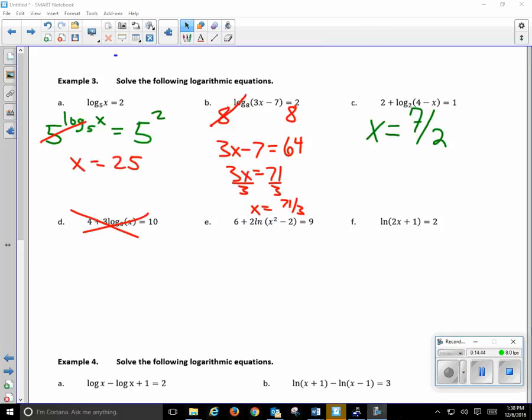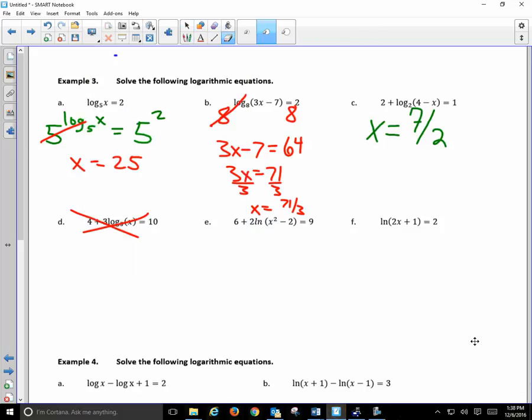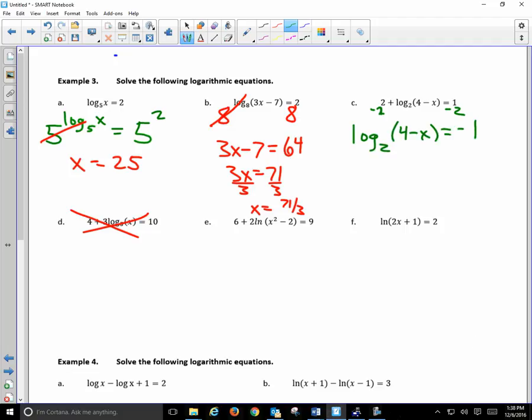Song by the Beatles. Okay. Subtract 2, and I get log base 2 of 4 minus x is equal to -1. I'm going to create a base of 2. They go away. What is 2 to the negative 1 power? A half. So you have 4 minus x is equal to 1 half. X ends up being equal to 7 halves. Piece of cake, upside down.